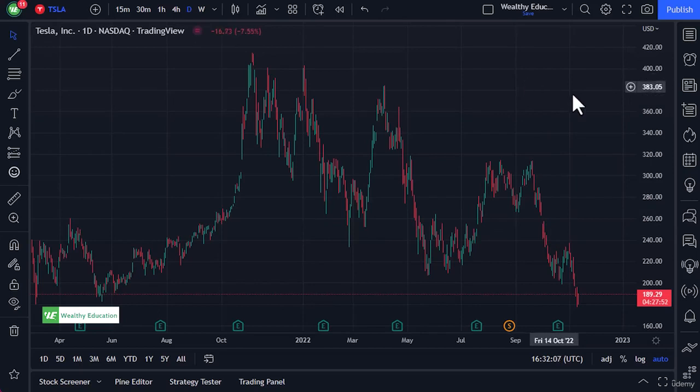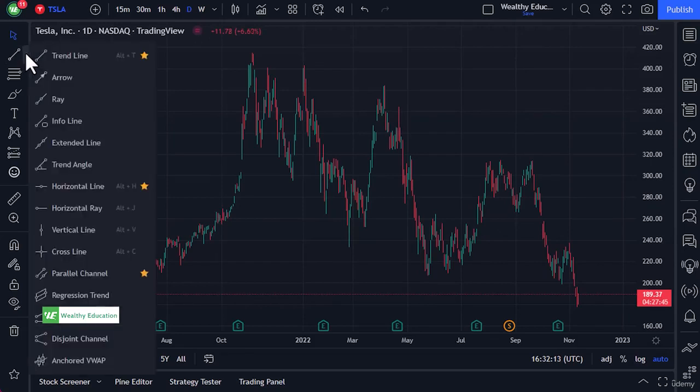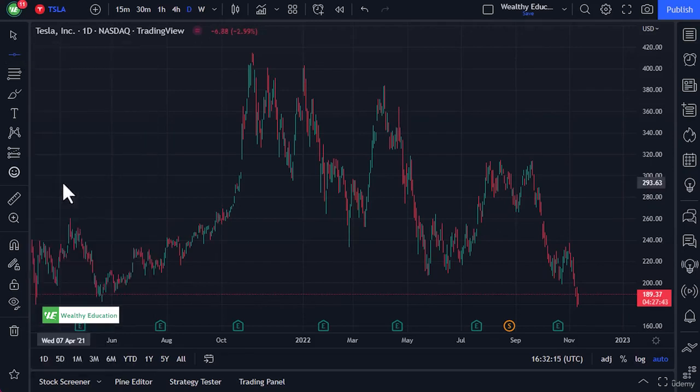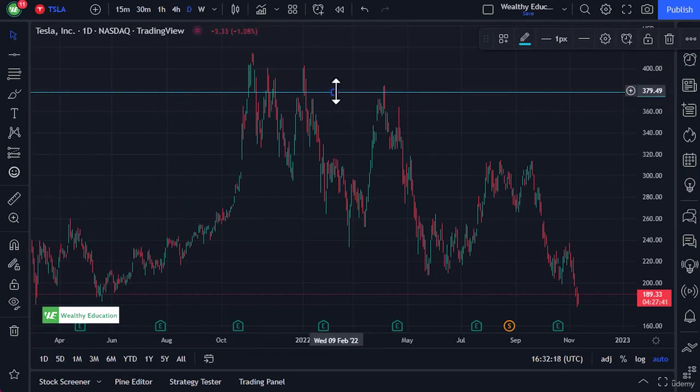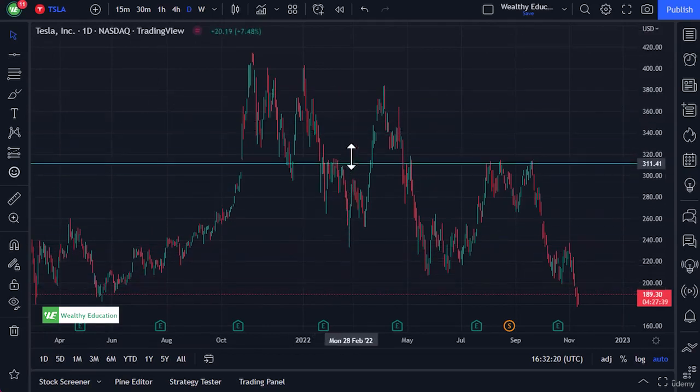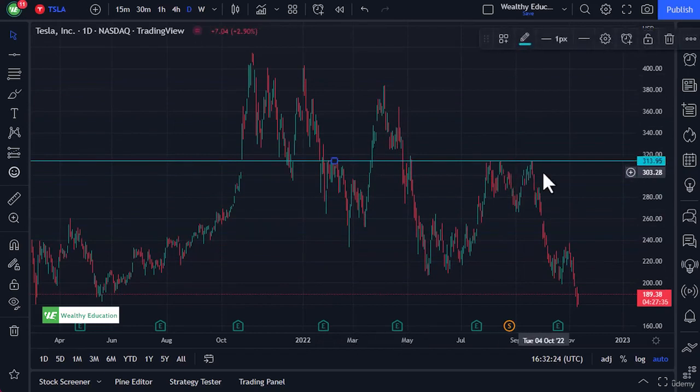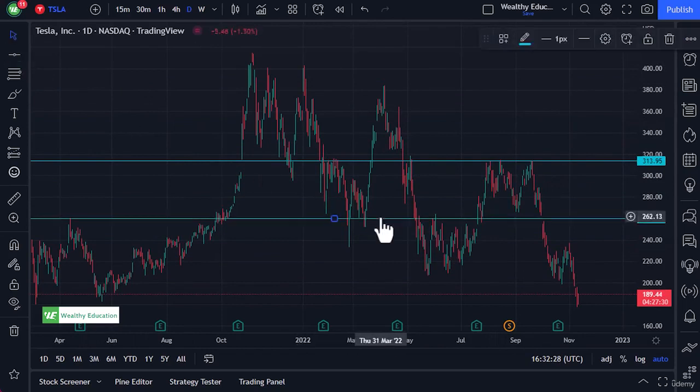So how do you draw the lines? Well, it's really quite easy. There's a trend line tool over here, a little menu. You click on this arrow and you go to horizontal line and you just click it on the chart. Notice there's a bubble. You just hold your mouse down and drag it back and forth. So this is our resistance area. You mark that with a line, for example.